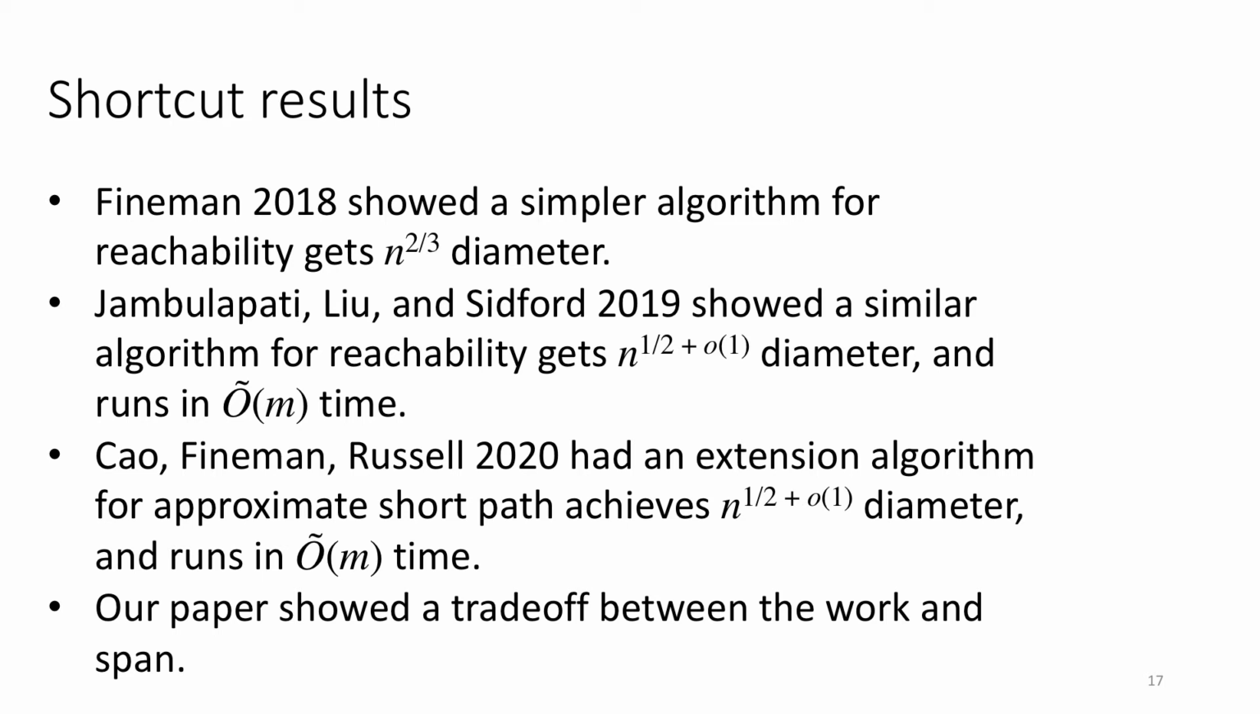Since in the paper we use shortcuts to reduce graph diameter, I want to talk about some shortcut results here. Fineman 2018 showed a simple algorithm for the reachability problem and achieves n^(2/3) diameter. Then Jambulapati, Liu, and Sidford 2019 showed a similar algorithm for the reachability problem with a smaller diameter, n^(1/2+o(1)). Then Cao, Fineman, and Russo 2020 had an extension algorithm for the approximate shortest path problem and achieves the same diameter. One thing to notice is that all of these 3 papers only get a fixed work and span. Our paper is based on Cao, Fineman, and Russo 2020, and we showed a trade-off between work and span. Our paper can achieve smaller than root n span with the cost of more work.